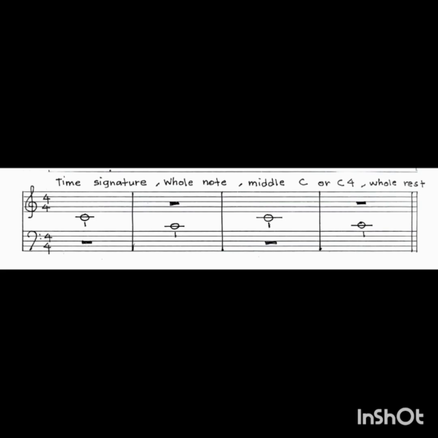Now the round thing that you see is called a whole note, and it has a white circle. It has a white middle and it's a circle. A whole note is 4 counts, and where it's located is called middle C or C4. Do you remember that from our previous lecture?